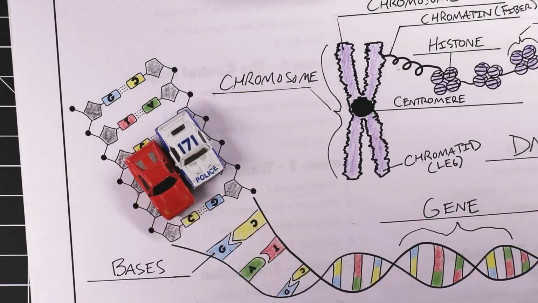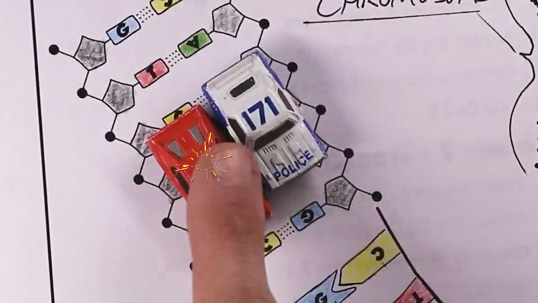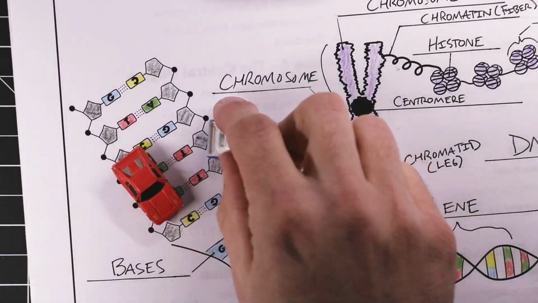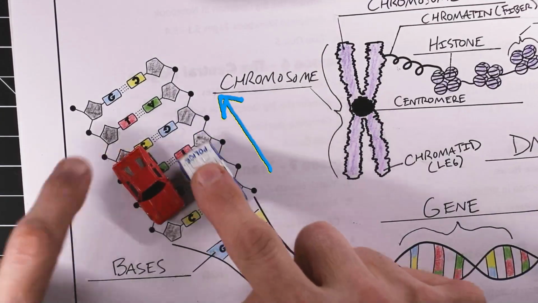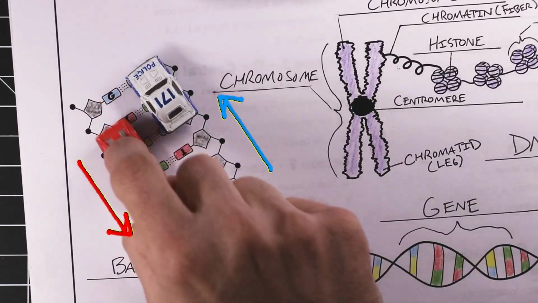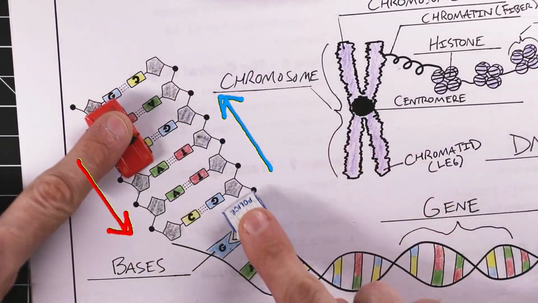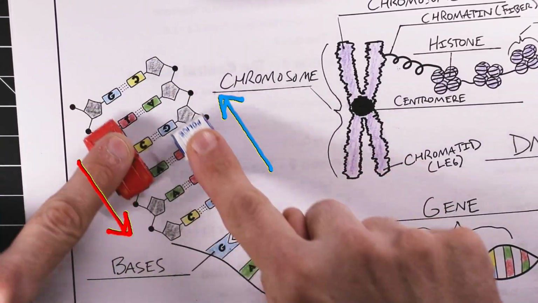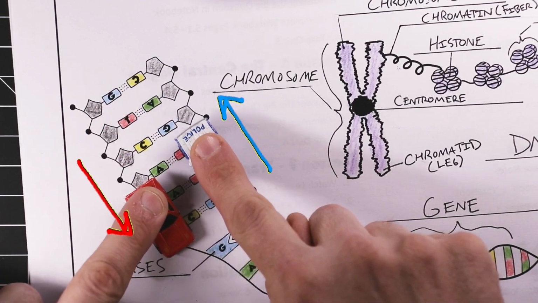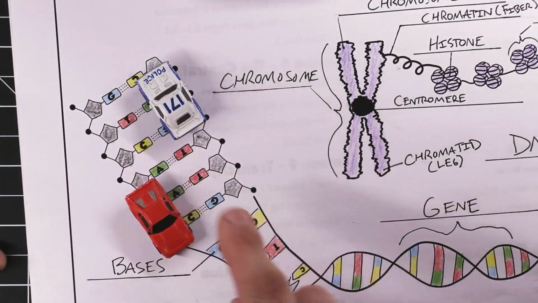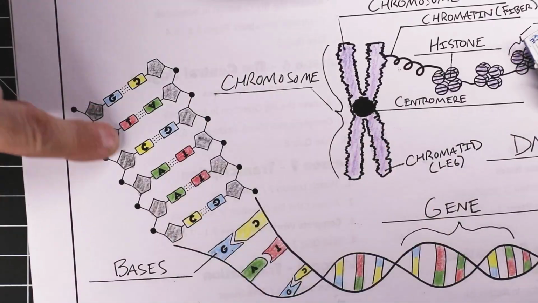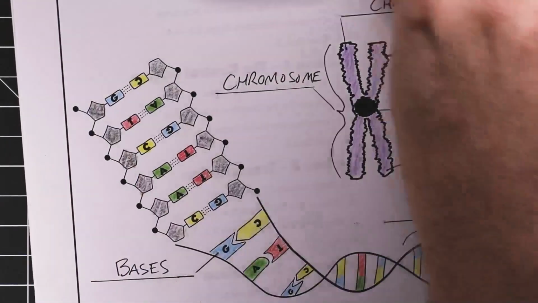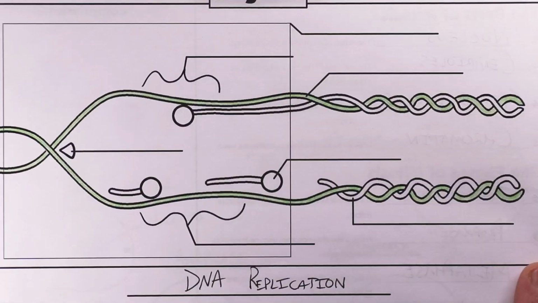So I brought some toys along. Here is a sweet race car, and here is the police. It's the popo. Be cool. And they drive this way, and they drive this way. So the cars go in both directions. The race car goes this way, the police go that way. It's a two-way street. And that's how DNA operates. The cars go this way, the cars go that way. It's a two-way street. So that brings us to this giant thing.